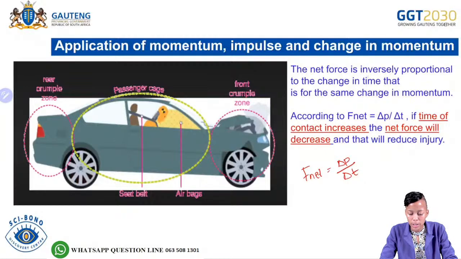It says here the net force is inversely proportional to the change in time, that is for the same change in momentum. Okay, let us read again. The net force, so which net force? This net force is inversely proportional to the change in time, and that is for the same change in what? In momentum. So meaning that if the net force increases, then the change in time would do what? The change in time would decrease.